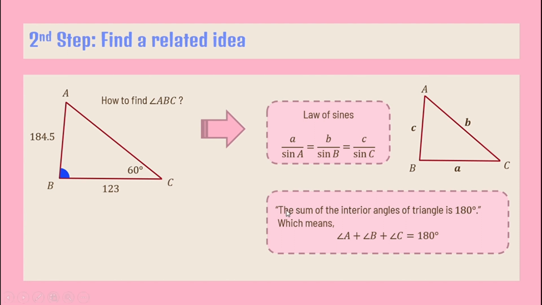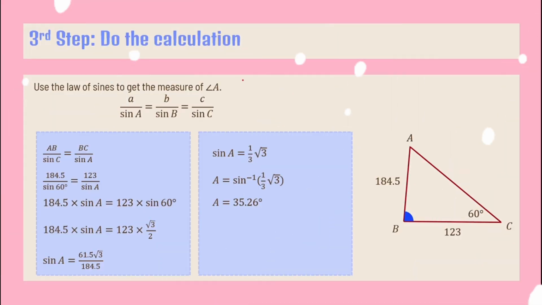The theorem said the sum of the interior angles of a triangle is 180 degrees, which means if we have triangle ABC, then angle A plus angle B plus angle C equals 180 degrees. And after finding the idea, we can do the calculation.